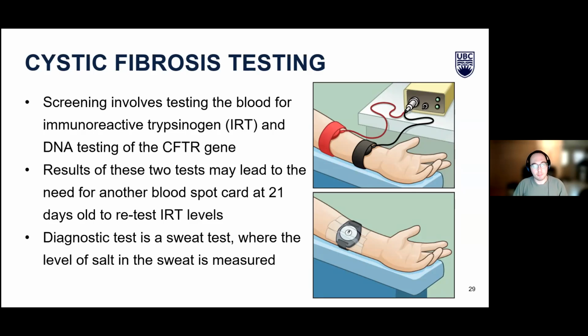Testing for cystic fibrosis involves multiple steps. Again, from that heel prick that we're doing at the beginning, we can test the blood for a molecule called immunoreactive trypsinogen. Then we can also do DNA testing of the CFTR gene from that blood test. The results of these two tests might require a further blood spot card to be made up at about 21 days or 3 weeks of life to retest the IRT levels. But then testing positive results from these screening tests will lead to diagnostic testing.